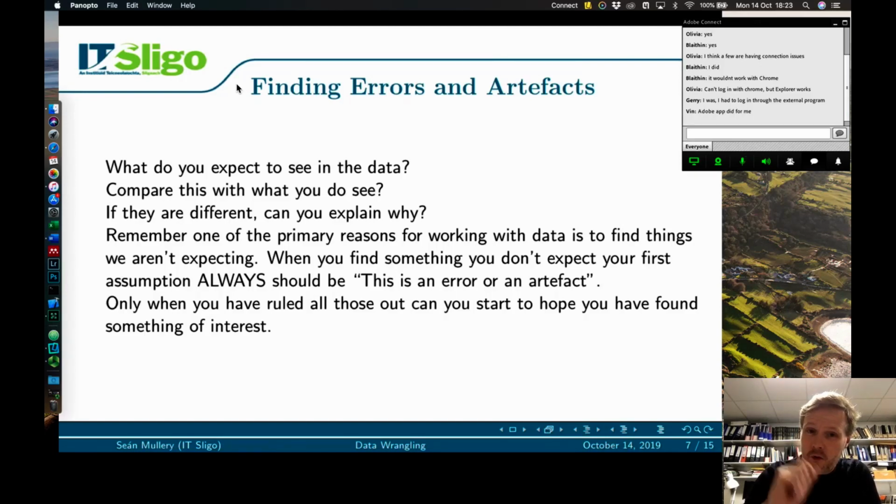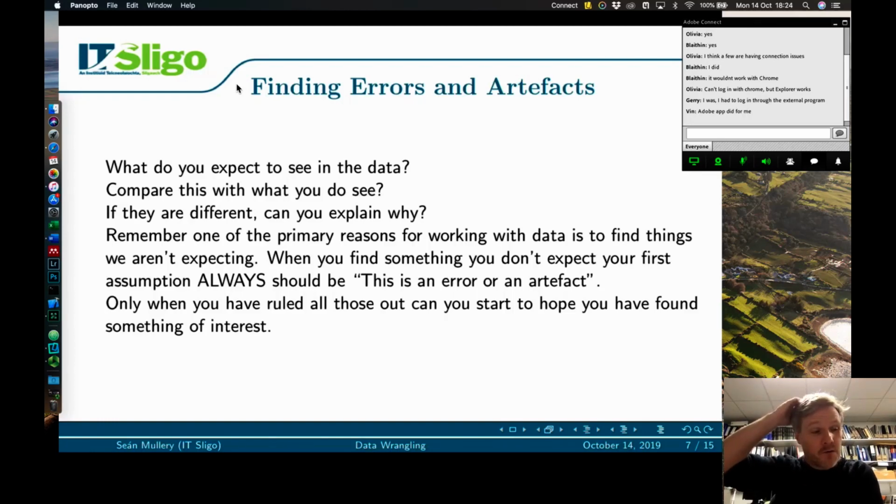That said, when you first find something that you don't expect, your first assumption should always be: I've introduced an error, I've introduced an artifact, or there's an error in the data. Okay, there's some problem that has caused this. That should be your first assumption. And it's only when you've ruled all of those out that you can then hope to say, I found something of interest here, and now I'm going to try and track down why I'm seeing something different than I would have expected to see.